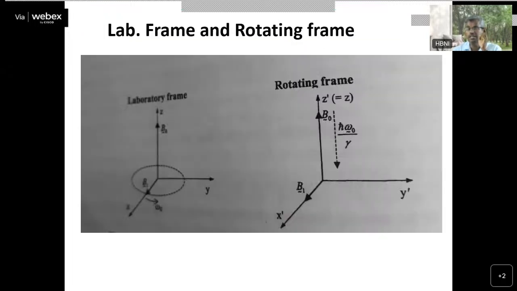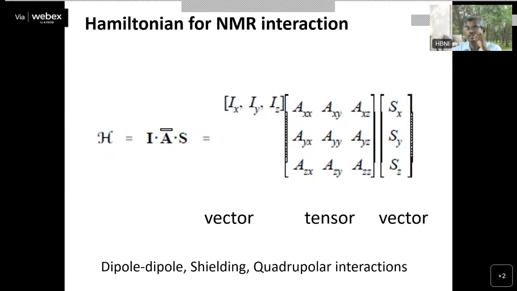As I mentioned, we normally consider 3 frames. The rotating frame we will discuss a little later. But the laboratory frame and the principal axis system should be clear to you by this time, because these are the 2 systems. In the laboratory frame, we have the 9 components, whereas the moment you convert to the principal axis frame, we have only 3 components.